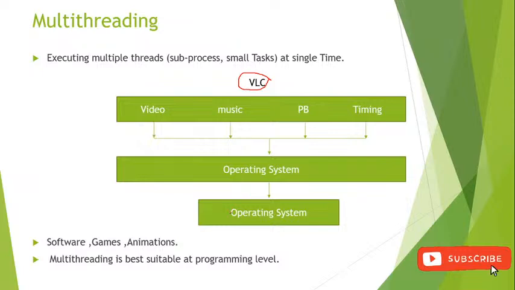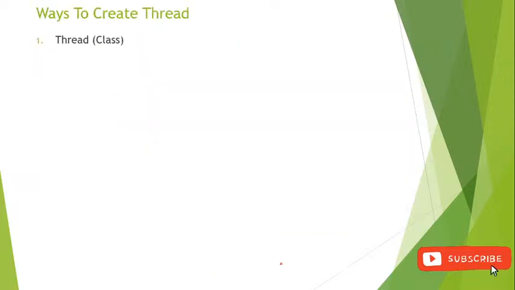And after that, here is the CPU. What is the use of that? Multi-threading is used in software, in games, and in animation. Multi-threading is best suited at the programming level. That's why we learn it in Java also. We will learn multi-threading in Java, and we can create a thread in Java in two ways: the Thread class and the Runnable interface. That we will see tomorrow.